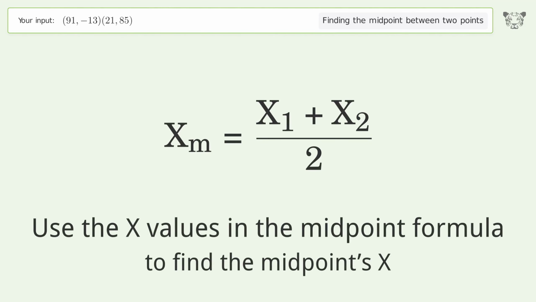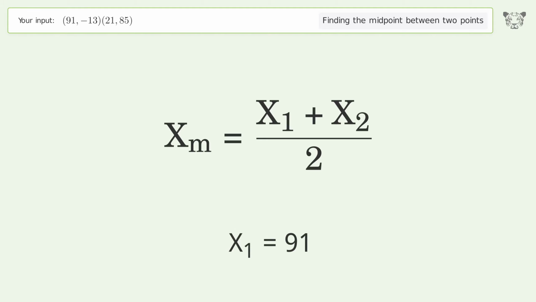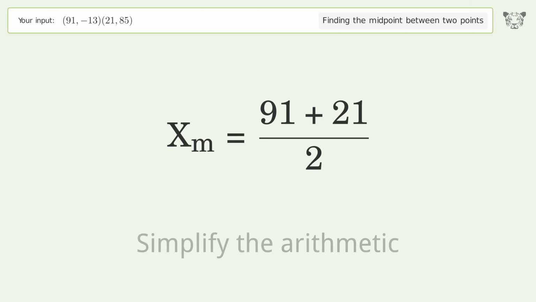Use the x values in the midpoint formula to find the midpoint's x. x1 equals 91. x2 equals 21. Simplify the arithmetic.